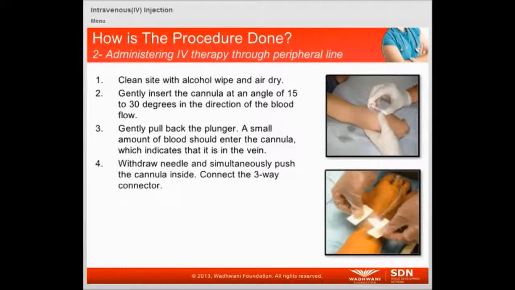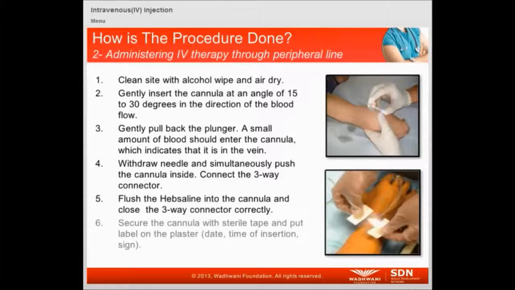4. Withdraw the needle and simultaneously push the cannula inside. Connect the three-way connector. 5. Flush the Hep saline into the cannula and close the three-way connector correctly. 6. Secure the cannula with sterile tape and put a label on the plaster with the date, time of insertion, and the sign.